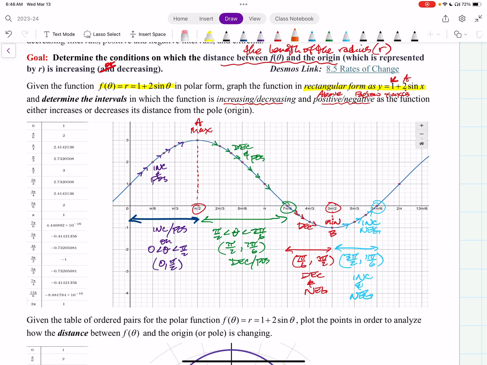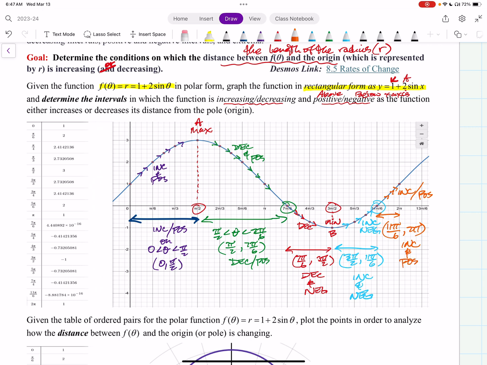Okay, and then my last interval is from 11 pi over 6 to 2 pi, this little interval here. Notice that we're increasing because we're going up, but we just jumped above the x-axis. So now the y values are positive. So from 11 pi over 6 to 2 pi, because we're working from 0 to 2 pi, that's why I'm stopping at 2 pi, we're increasing and positive.